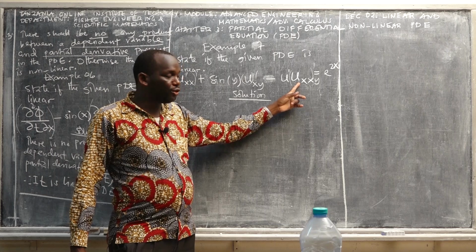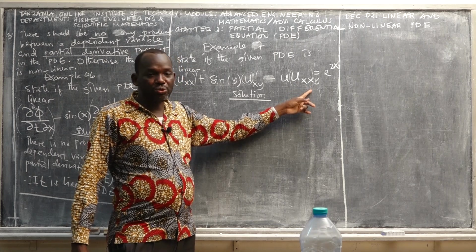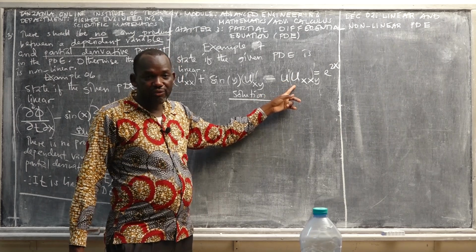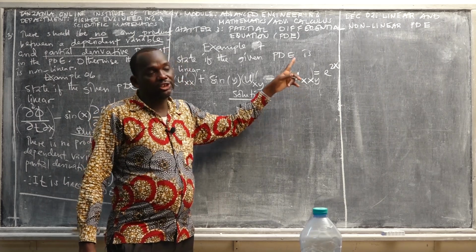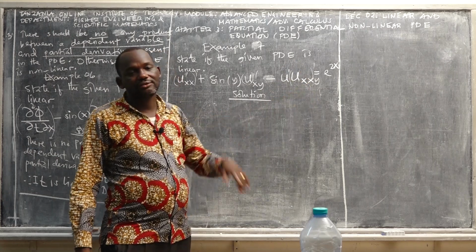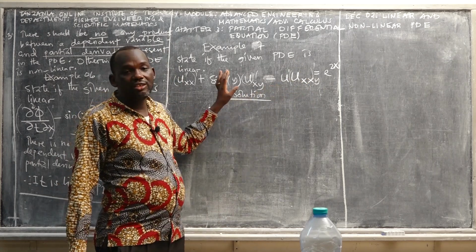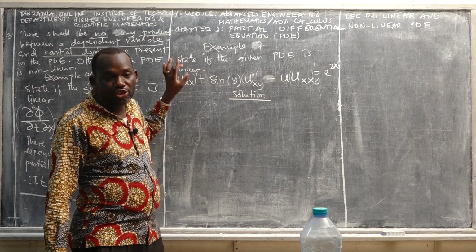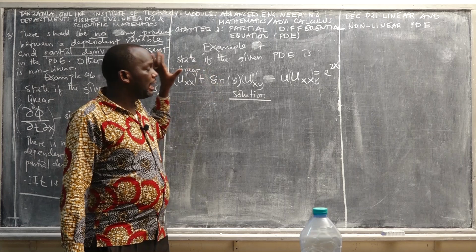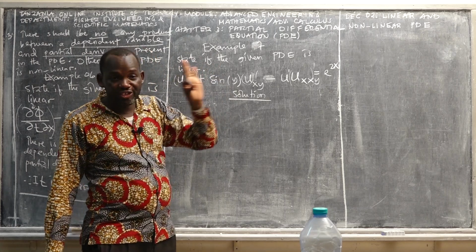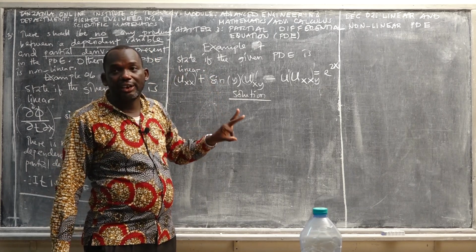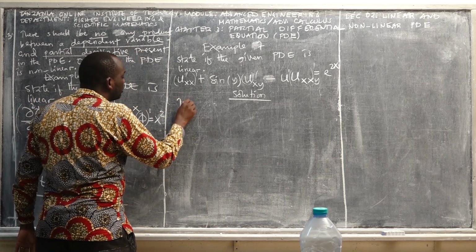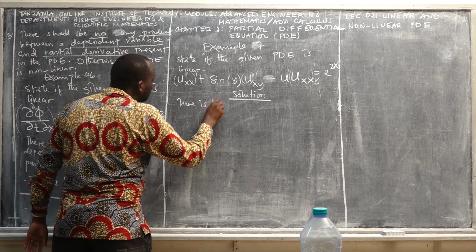Partial derivatives of u with respect to x, with respect to y, or u times the partial derivative of u with respect to x, with respect to y. So, therefore, we say that this is a non-linear partial differential equation. Remember that a partial differential equation must obey all three conditions. Otherwise, it's non-linear.